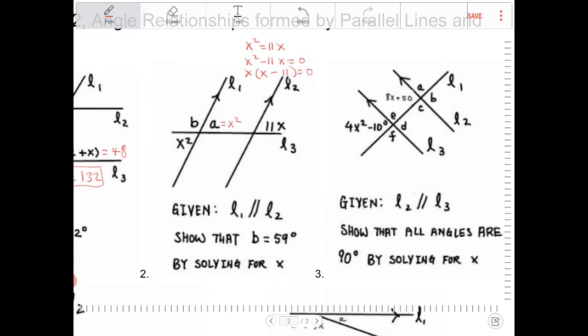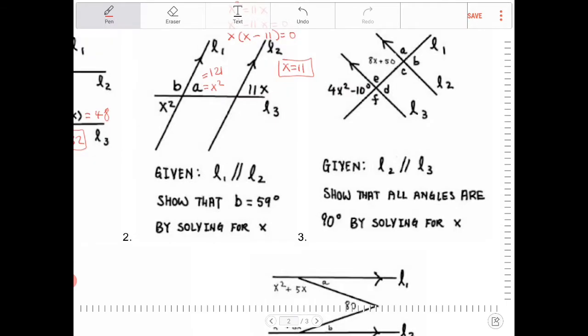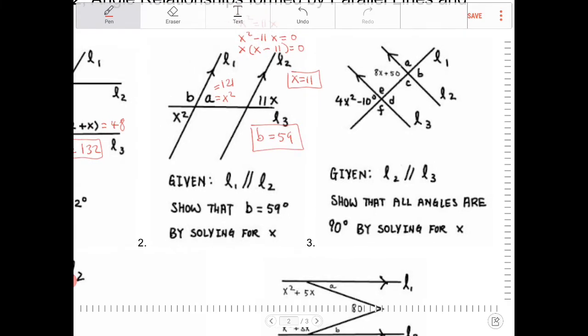So therefore the only two answers are x is equal to 0 or 11. But in order for this to work, once again, if x was equal to 0, then we do not have any parallel lines here. So the only way that this will work is if x is equal to 11. And if x is equal to 11, then A will equal 121, because 11 squared is 121. And since A and B are supplementary, B therefore must equal 59, which indeed it is, because 59 plus 121 is 180.